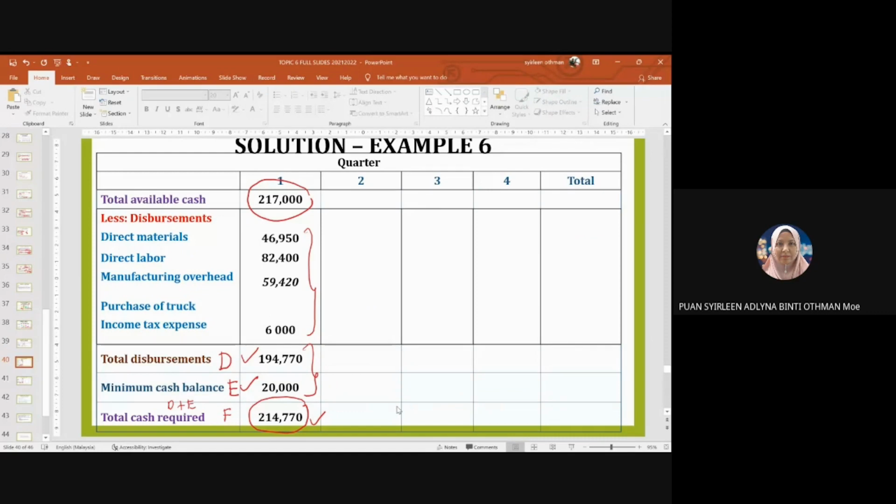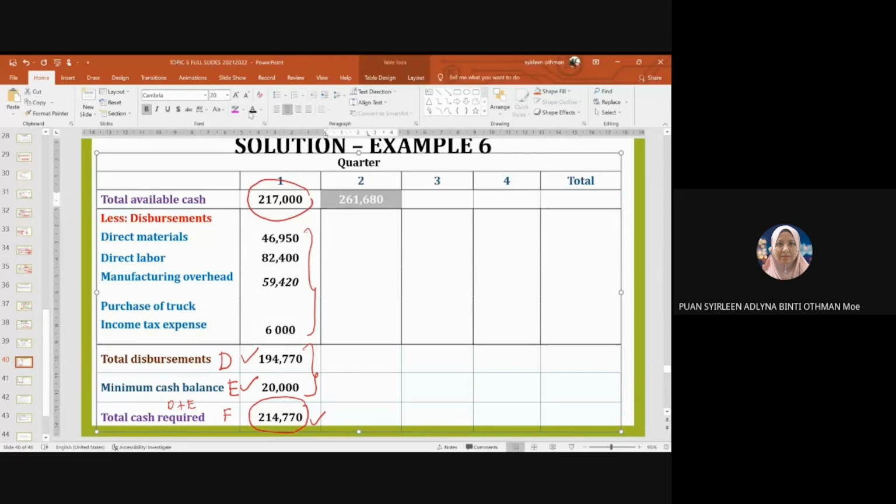Okay, third quarter. For payments, disbursement. Okay, so tadi kita ada 261,680. So kita akan bayar untuk direct materials, kita akan refer pada schedule of payments. So second quarter saya akan bayar 67,200. Direct labor, Madam akan refer pada direct labor budget. Nilai dia ialah 94,400. Manufacturing overhead is from your manufacturing overhead budget. Tapi you kena minus dulu dengan depreciation which is 3,800. So nilai dia ialah 63,020 ringgit.